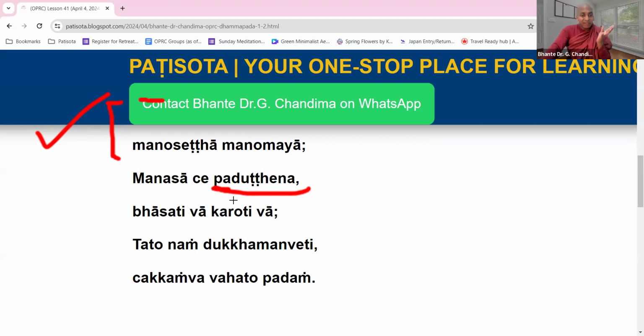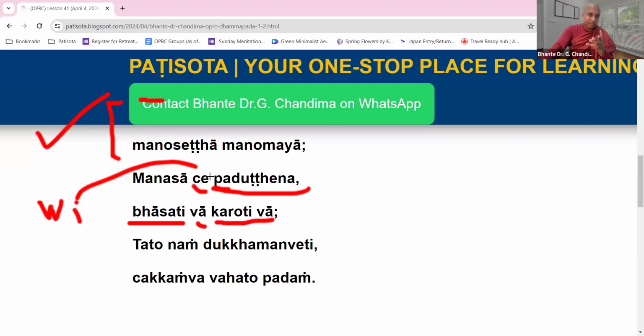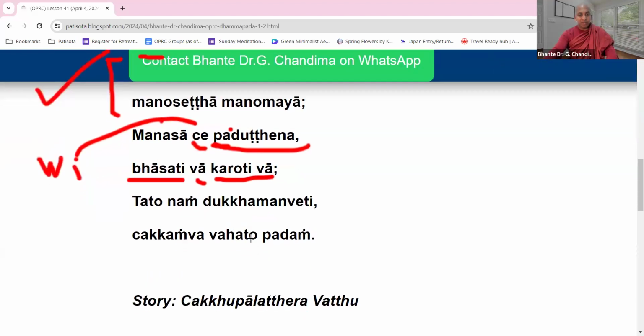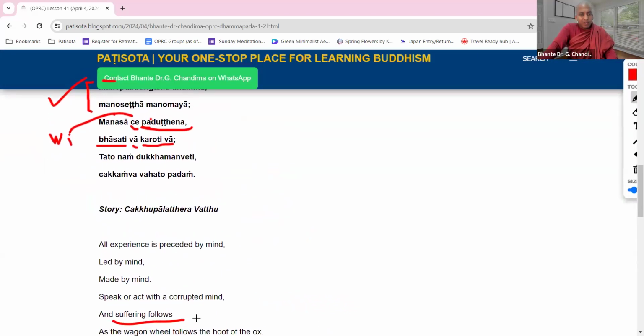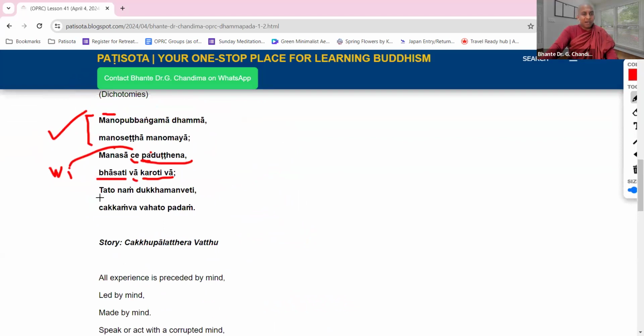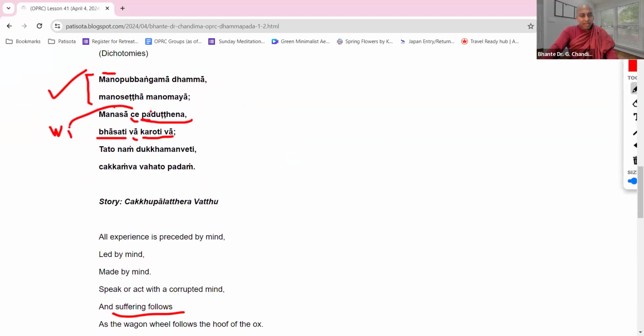Now, what if somebody is to speak or act with a corrupted mind? What if somebody is to speak or act with a corrupted mind? Now, the result, repercussion, vipaka. What is the vipaka like? You can see over here. Suffering follows. I would say the pain, vipaka. This could be an akusala vipaka. Akusala vipaka follows as the wagon wheel follows the hoof of the ox.